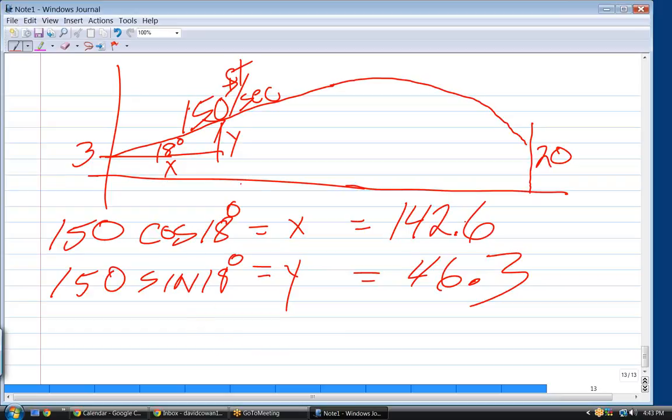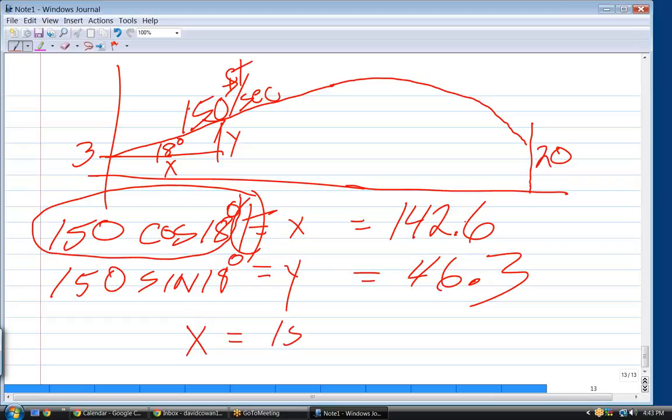142 times t. In other words, it's 142.6 feet per second. Well, how far does it go? It depends on how many seconds you're going, so you're going to multiply it by t, right? So that's our first parametric equation: x equals 150 cosine of 18 degrees, all times t. That's how far it's going to go horizontally as long as it's in the air.